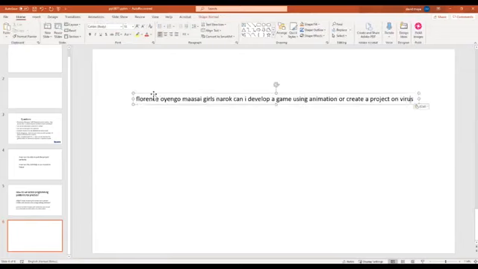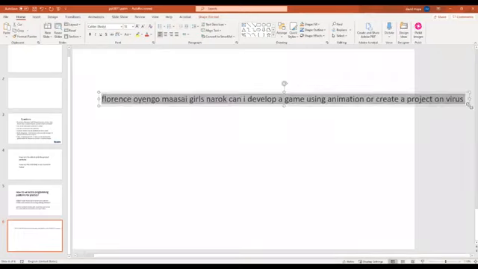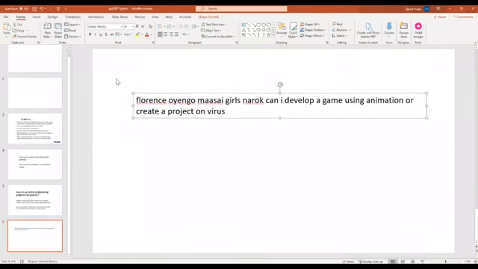Just think more about that game. Think more about that virus. How is it going to help Kenyans? How is it going to help your community? How is it going to help your school? What problem will it solve? So think more about that virus, think more about that game, and how it's going to help you. Is it going to give you money?